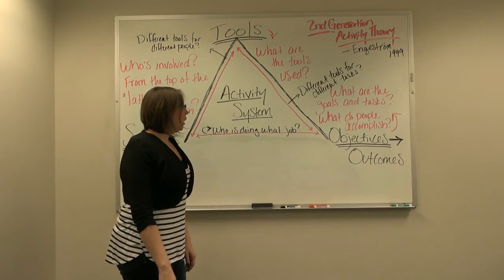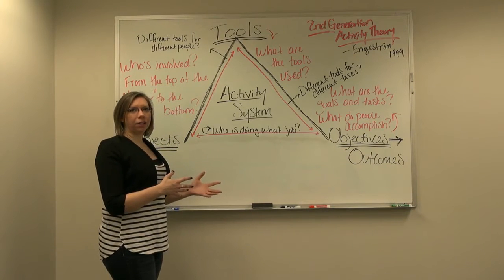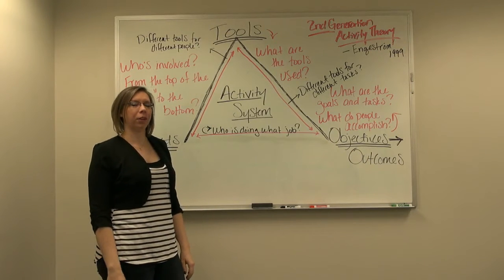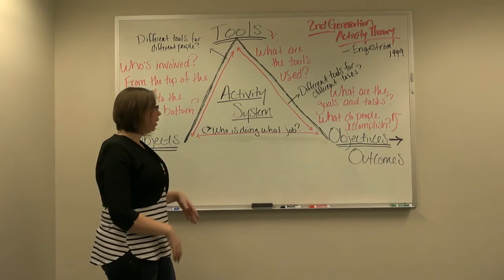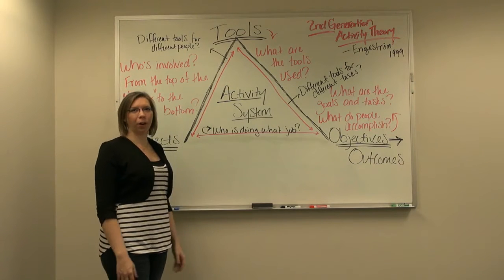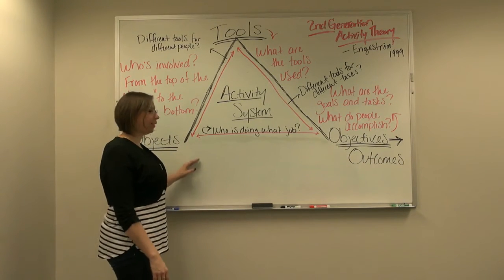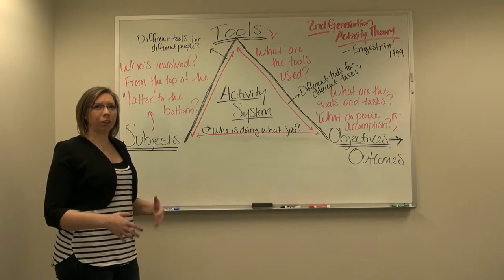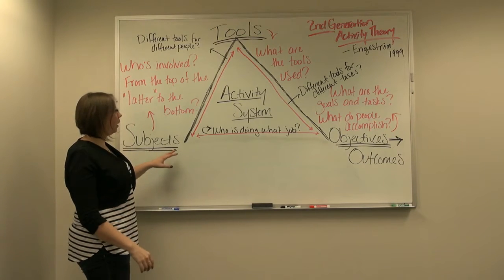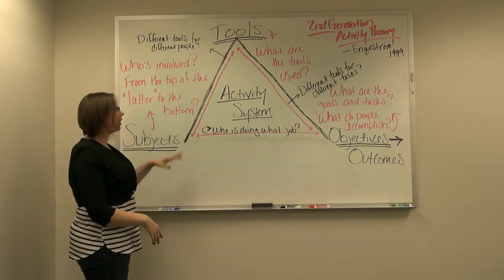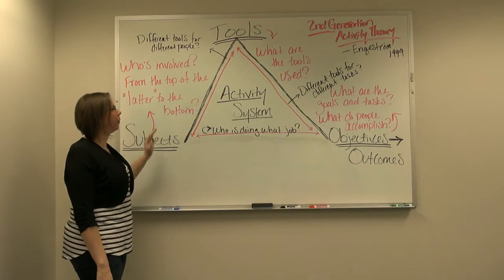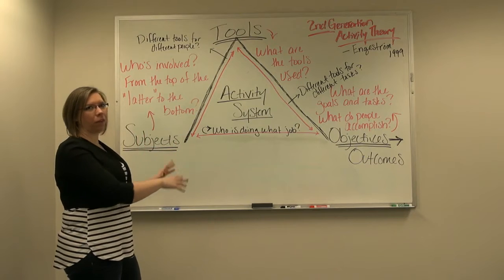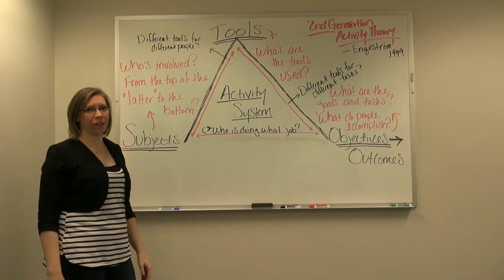So what I have up here is our visual representation that we talked about last time. This is our first generation activity theory, and as you can see, the bottom of our triangle is missing. That's because we're going to add some onto there. Just to recap what we talked about last time, I've turned this triangle a little bit. I think last time we had tools down here at the bottom and subjects up at the top. But this time, just for the purposes of our new stuff, I think it'll be easier for us to look at it this way.